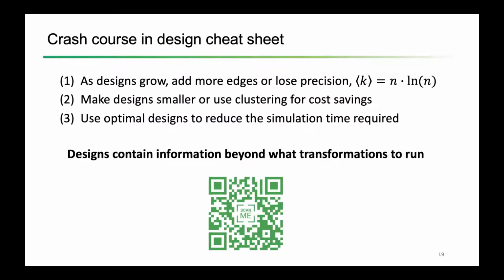And then finally, the main takeaway that I want you to have from today is that these designs contain more information than just what transformations to run. And we can use that to predict precision a priori and cost, and also things like efficiency. If you scan the QR code here, it will send you to a working prototype of O-LOMAP. I'm currently working with Mulsey as a software fellow to improve the speed so that we can scale up to larger and larger designs.